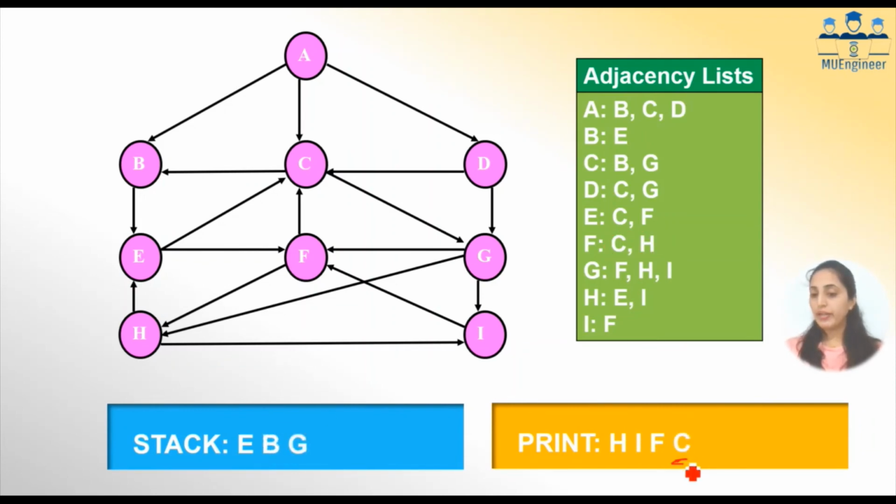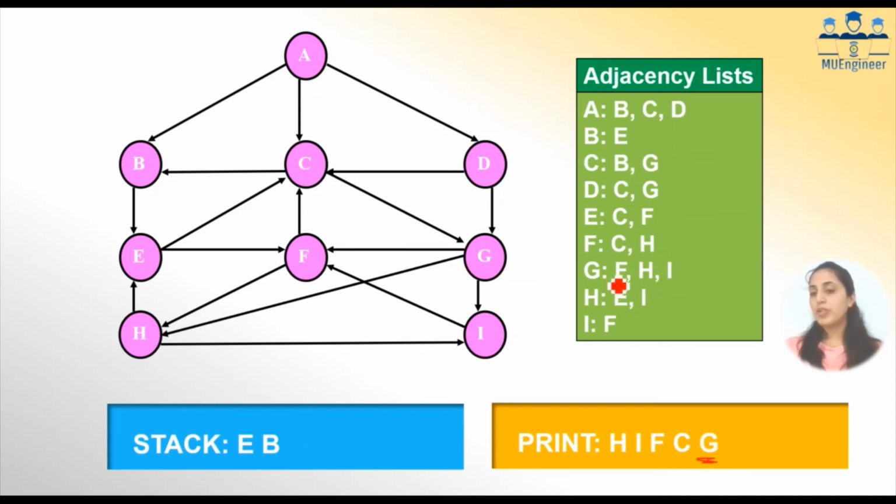It is printed here. And what are the neighbors of C? B and G. Both were not there in the stack. So I have pushed them to the stack. So now who is on the top? G. So G should be popped out. So after popping out G, I'm printing it over here.